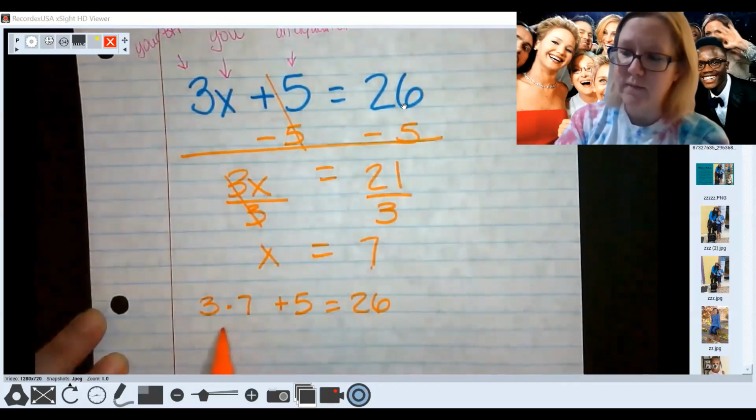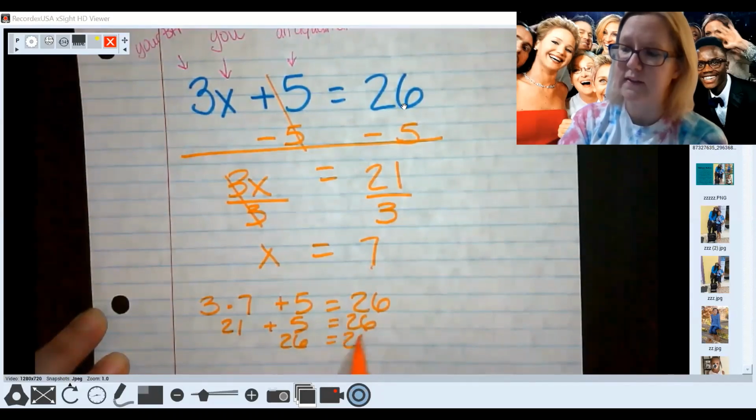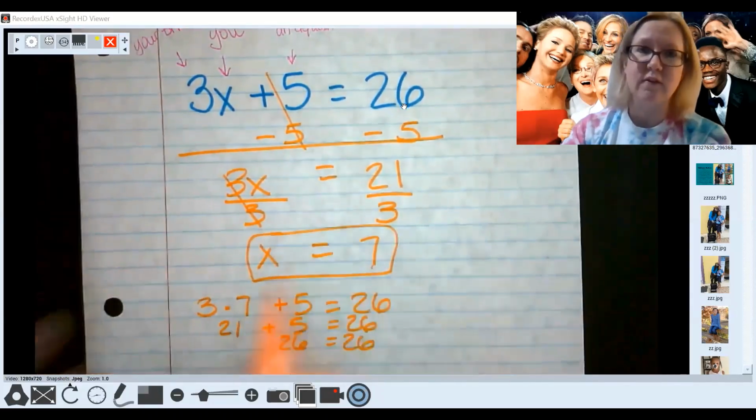Now work it out. So this is 21 plus 5 equals 26. So this side does equal 26. So I know that this solution was correct.